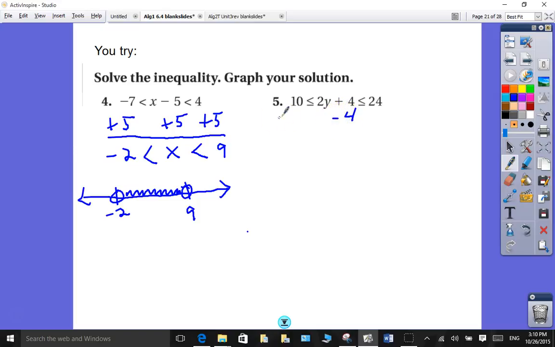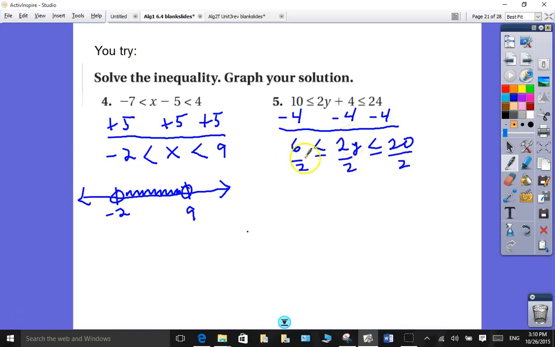Minus 4, minus 4, minus 4. 6 is less than or equal to 2y is less than or equal to 20. Divide by 2, divide by 2, divide by 2. Remember, if I do it to the middle part to isolate the variable, I've got to do it to all 3 parts. 3 is less than or equal to y is less than or equal to 10. So y is in between 3 on the left and 10 on the right.